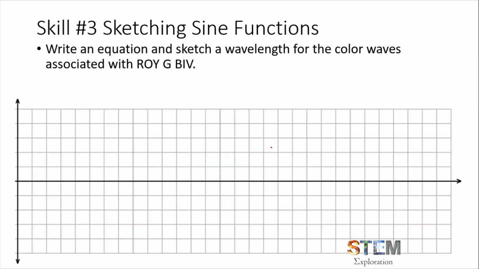The last example I want to hit, though, is how we can write an equation and sketch the wavelength for the color waves associated with ROY G. BIV. All right, and granted, I suppose this has changed a little bit because people say that indigo and violet are not 2 separate colors now.